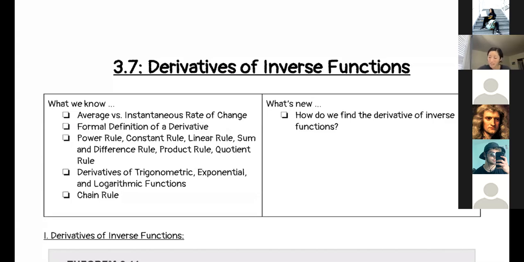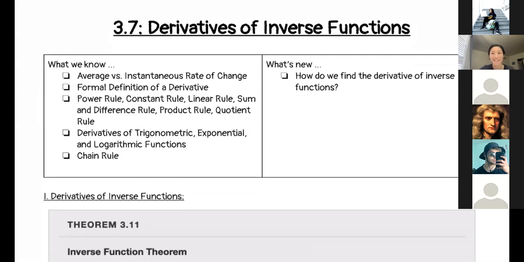So the last section in this very long chapter, chapter 3, which is all about derivatives, is 3.7, derivatives of inverse functions. Okay. And so let's just run through our list of what we know, AKA things that we should study for Friday's exam. So what we know, we've talked about average and instantaneous rate of change.